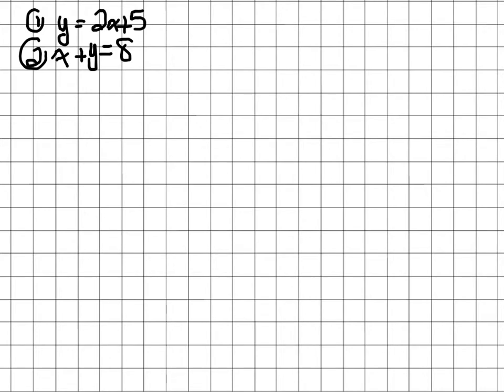I'm going to take all of this and substitute that in for y. What that will look like is x plus 2x plus 5 is equal to 8. This here is what y is equal to. So I've taken what y is equal to and I've substituted that into equation 2.